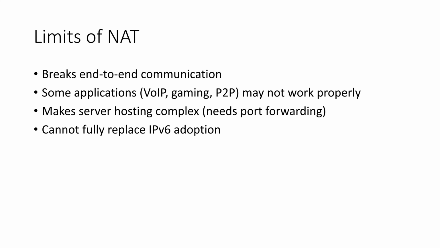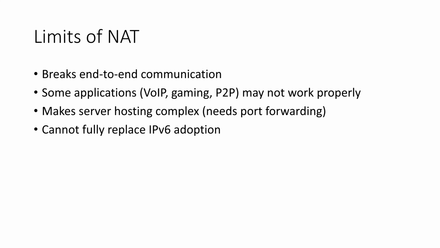While NAT is incredibly useful, it does have its limitations. First, it breaks the end-to-end communication model of the internet. Originally, every device was supposed to have a unique address and talk directly to any other device. NAT interferes with this by introducing an extra layer between them. Some applications, especially peer-to-peer ones like video calls, online gaming, or voice over IP services, can struggle behind NAT. They often need to use additional workarounds like STUN or TURN servers to establish connections.